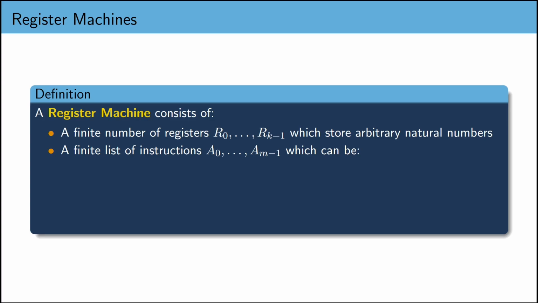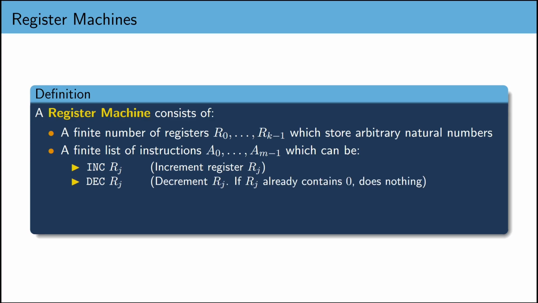These instructions can be one of increment one of the registers, that is, add 1 to its value, decrement one of the registers, that is, subtract 1 from its value, unless it's already 0, in which case we do nothing, jump to a different line of code, do a conditional jump. If a register is empty, if it contains a 0, then jump to a particular line of code, and if not, just move on to the next line of code.